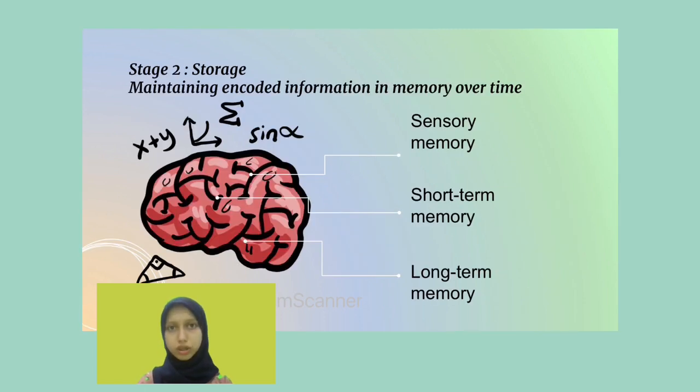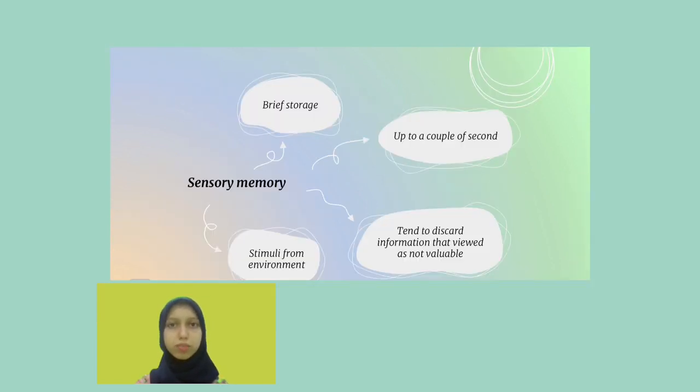Storage. What is storage? Storage means maintaining encoded information in memory over time. These are the 3 types of memory, which are sensory memory, short-term memory, and long-term memory. Sensory memory is a brief storage which holds information for up to a couple of seconds. It takes in stimuli from the environment, and we also tend to discard the information that we view as not valuable.